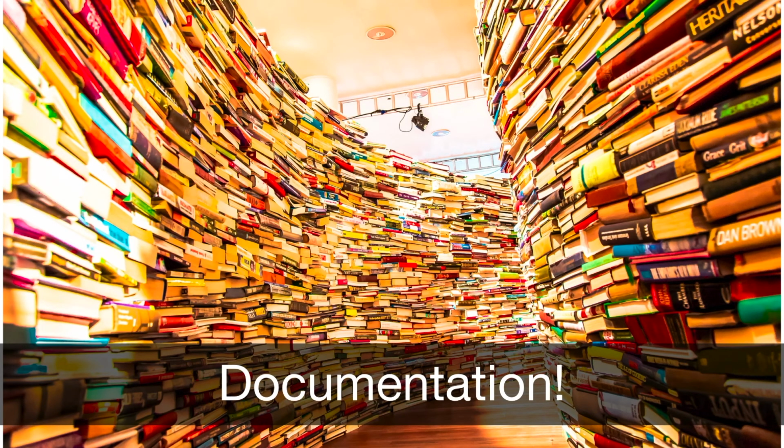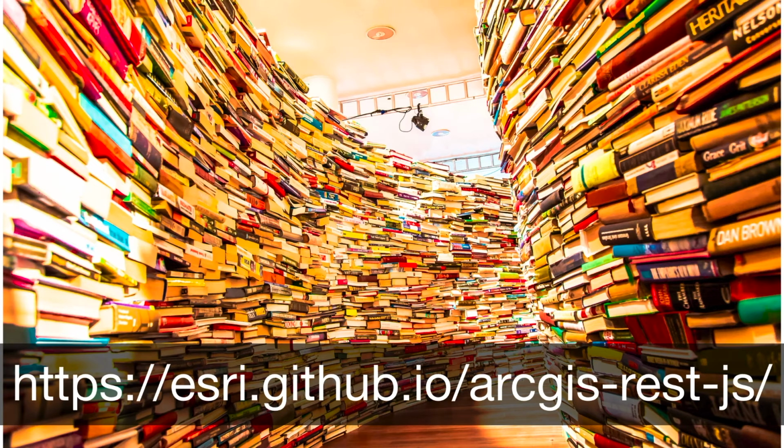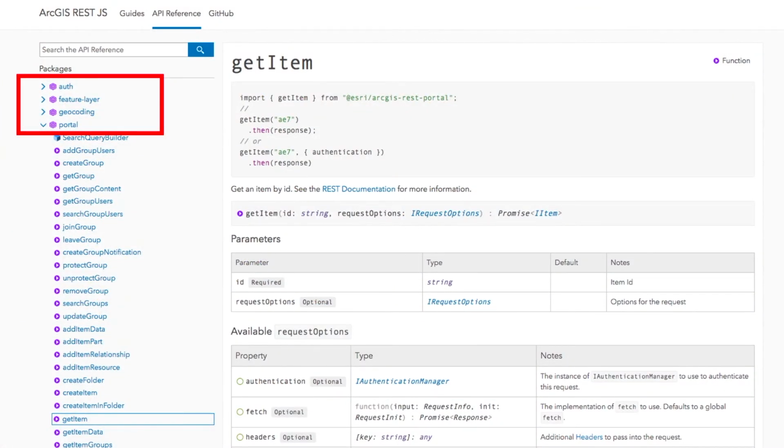Documentation is very important for any of these sort of libraries, right, is that people be able to find out how to work with them. So the doc is hosted on GH pages, right, so it's Esri GitHub.io/ArcGIS Rest JS. And this is what it looks like. If you just do a Google search for ArcGIS Rest JS, it will find this site and take you here.